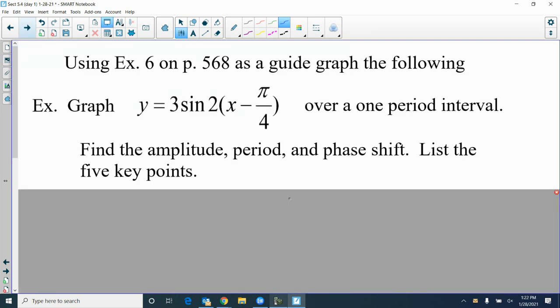If you have your book handy, I would get it out and turn to page 568. It kind of walks you through how to graph one cycle.